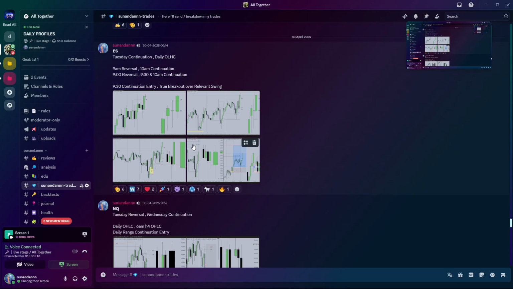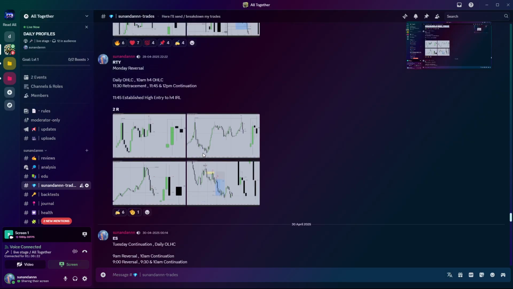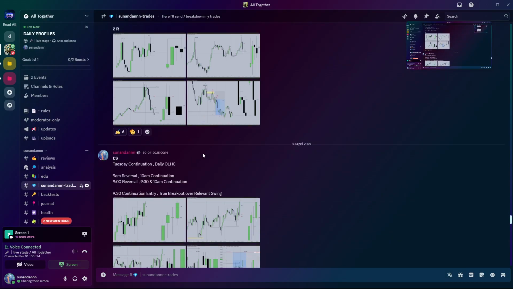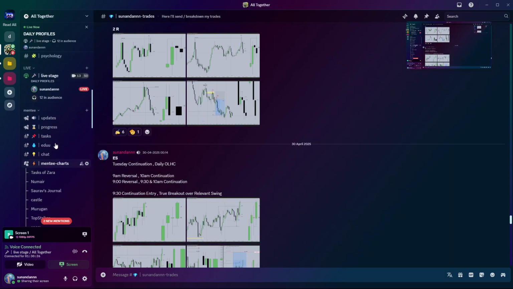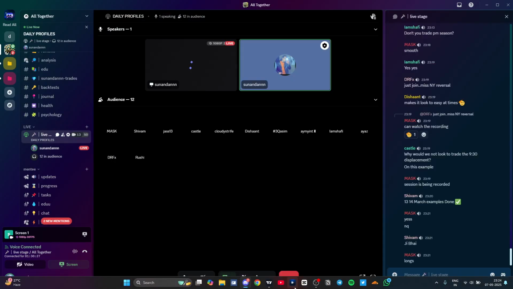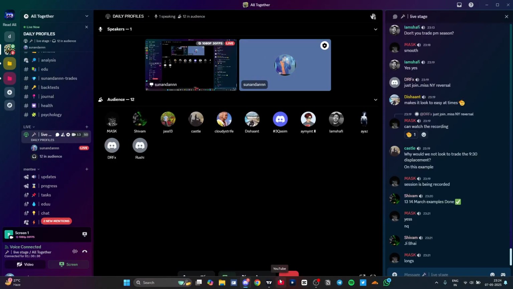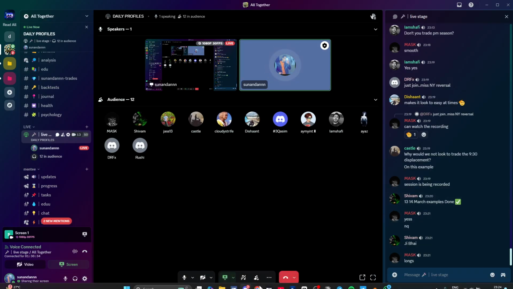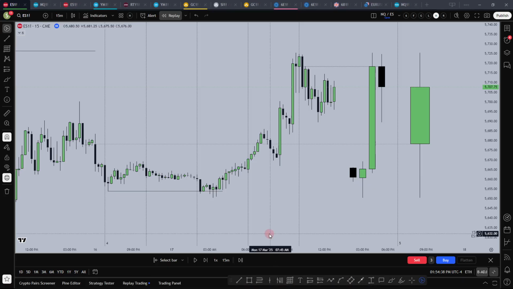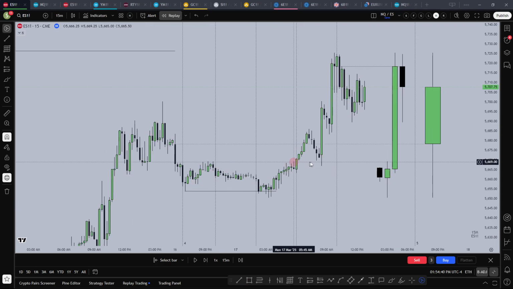There was one more day when I framed M15 kind of entry. I don't remember the date, but let's forget it. I gave you one example, then gave you one more. Give you one more example. 13, 14 March examples done. What do you mean? Okay, the previous day.